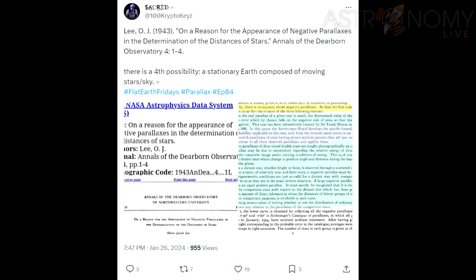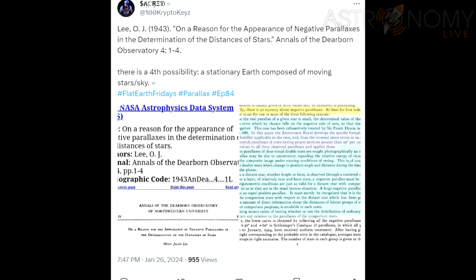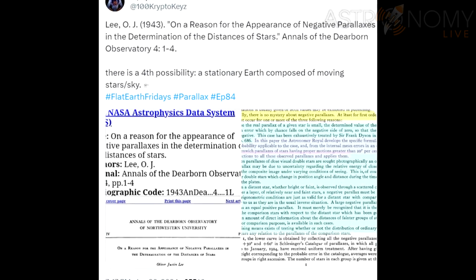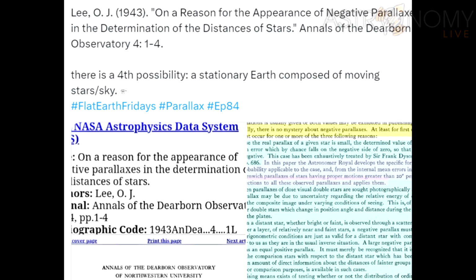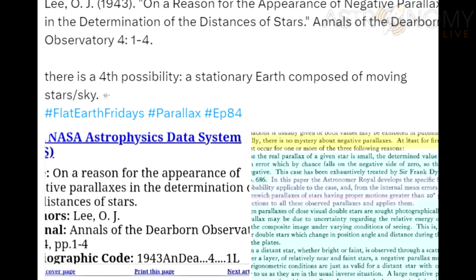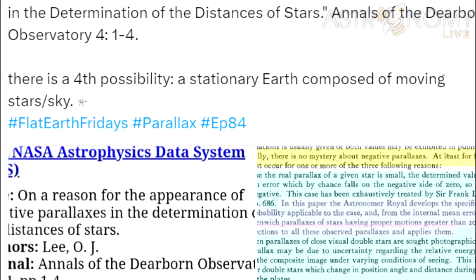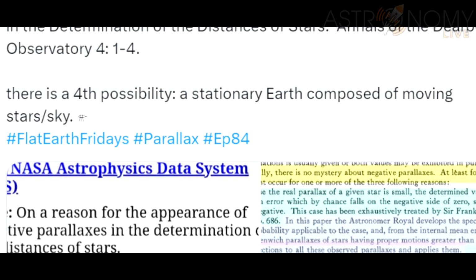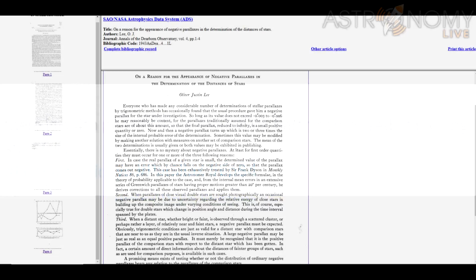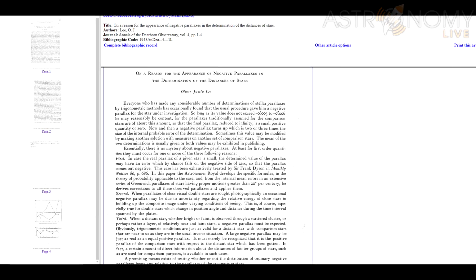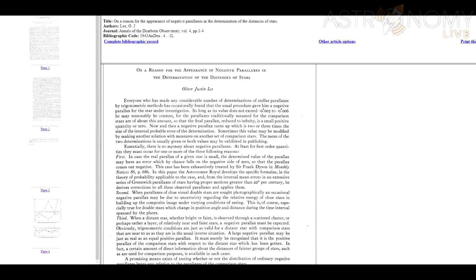The paper that CryptoKeys cites here from 1943 actually gives a variety of explanations for why negative parallax can occur, and we'll go over those explanations in just a moment. But CryptoKeys would like to disregard all of those explanations in favor of his preferred possibility, the idea that Earth is stationary and it's actually the stars doing the moving, which is why about half of them move the wrong way, he thinks.